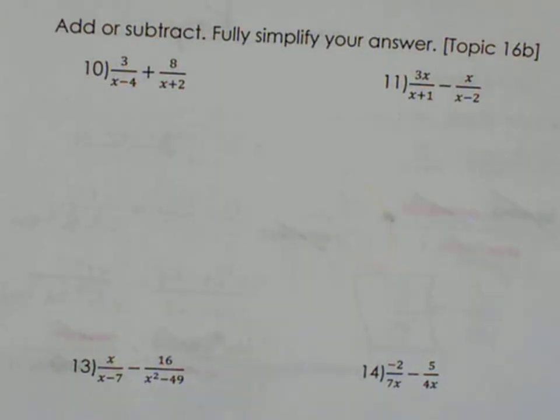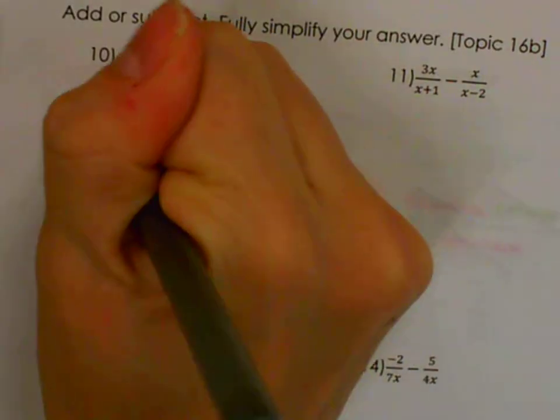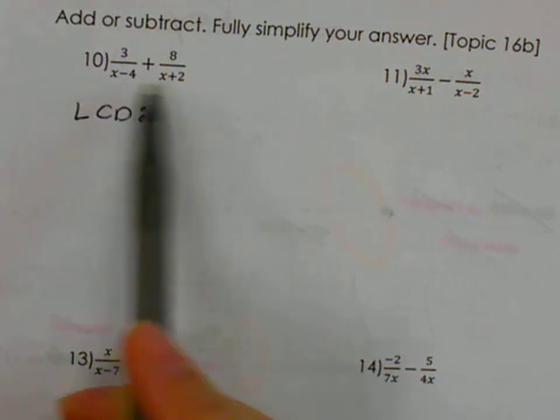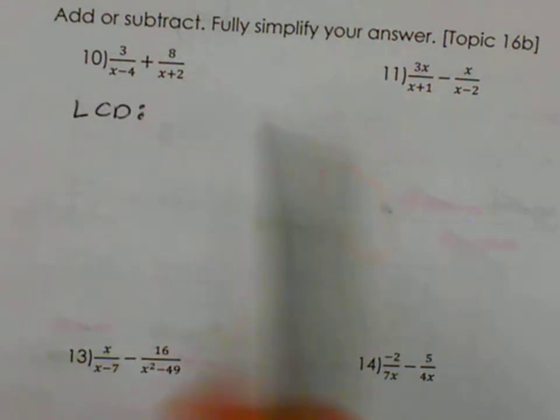Okay, this is the Unit 6 review packet, topic 16B. So we're adding and subtracting fractions, which means we need a common denominator. And we're looking for the least common denominator. So when I'm looking for a least common denominator, I want to make sure I'm including everything from both denominators.